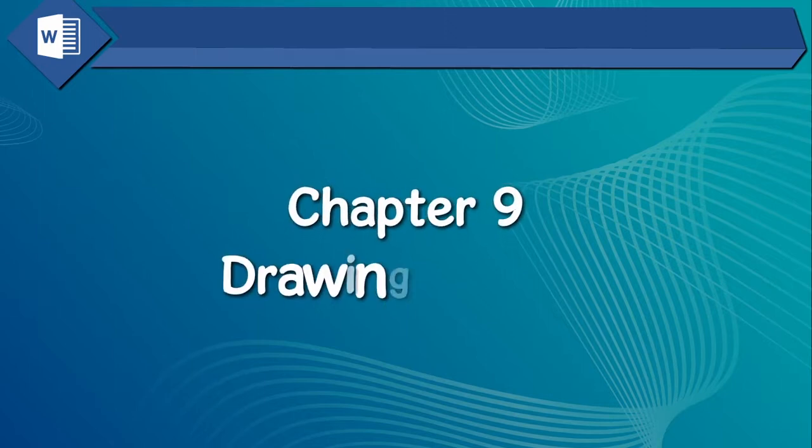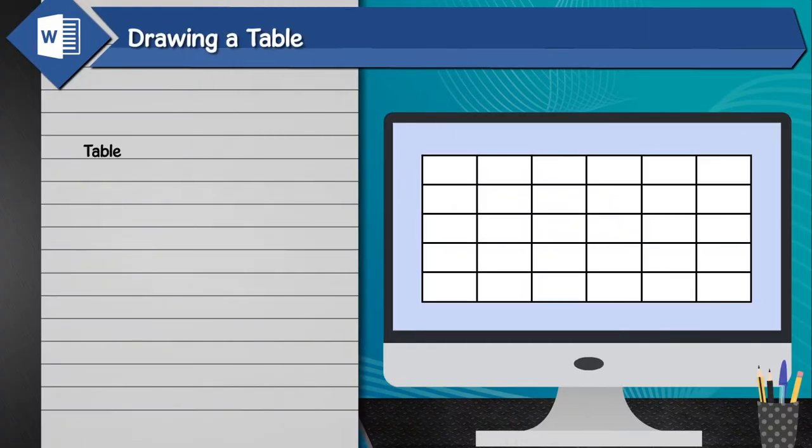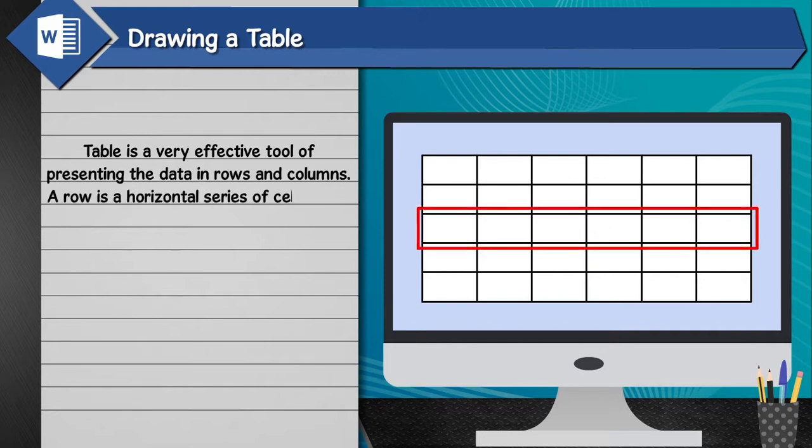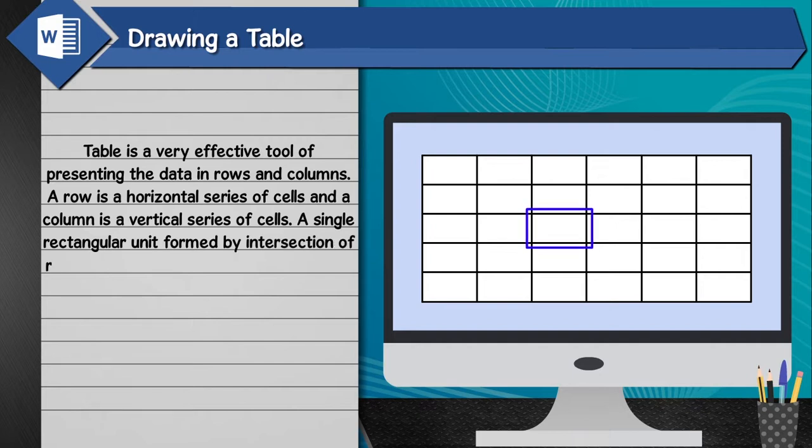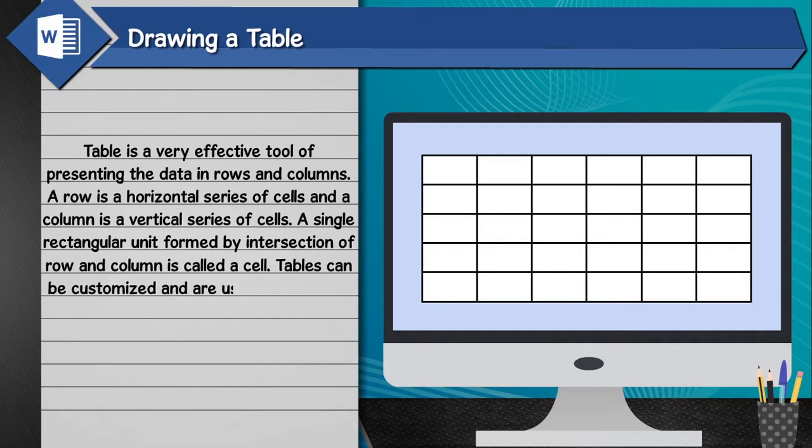Chapter 9, Drawing a Table. A table is a very effective tool of presenting the data in rows and columns. A row is a horizontal series of cells and a column is a vertical series of cells. A single rectangular unit formed by the intersection of a row and a column is called a cell. Tables can be customized and are useful for various tasks involving presenting text and numerical information.